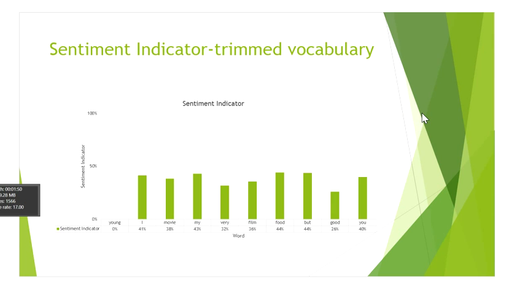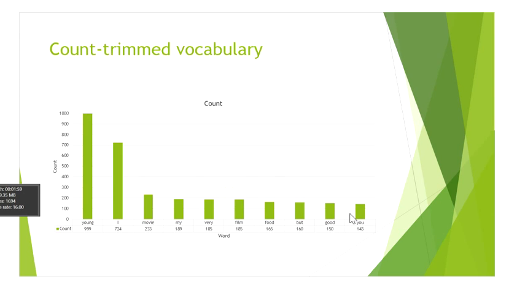The first histogram is the sentiment indicator with the trimmed vocabulary. The lower the sentiment, the more significantly it was positive or negative. The second histogram shows the count of each of the words. The words appearing more often were important to note because of how many times they appeared.